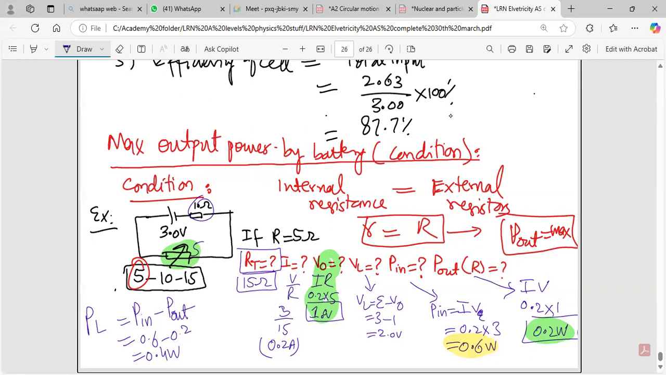Now you have to do the same thing by keeping the resistance 10 and next keeping the resistance as 15.